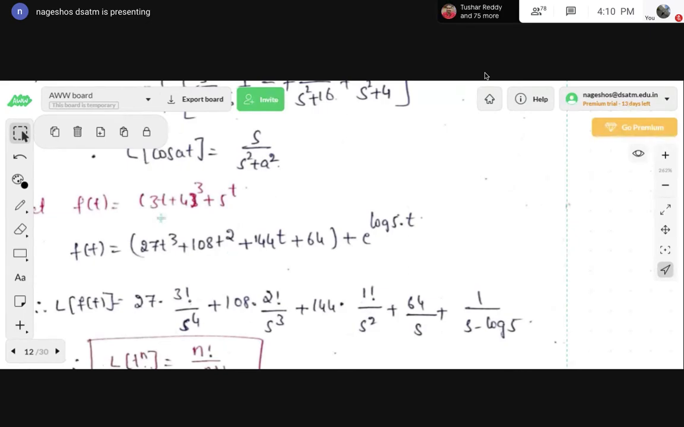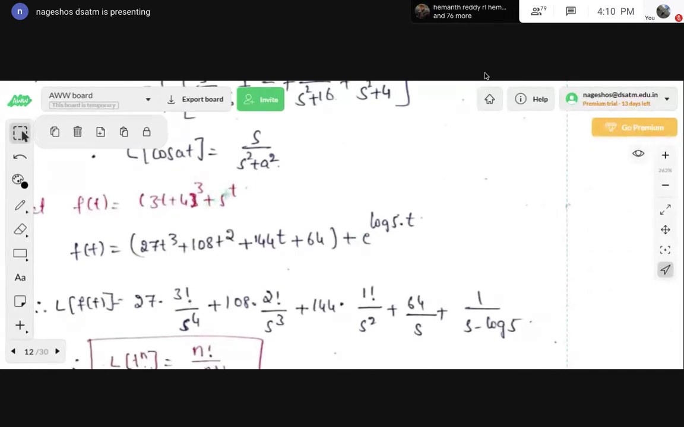For this, first we need to use the a plus b whole cube formula. What is the a plus b whole cube formula? A cube plus b cube plus 3a square b plus 3ab square. Okay, use that formula.